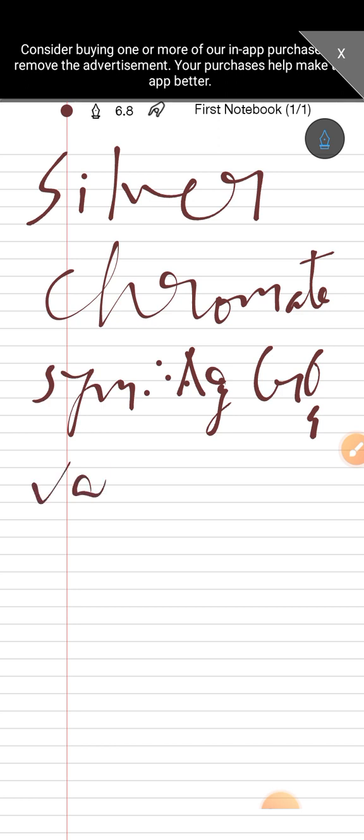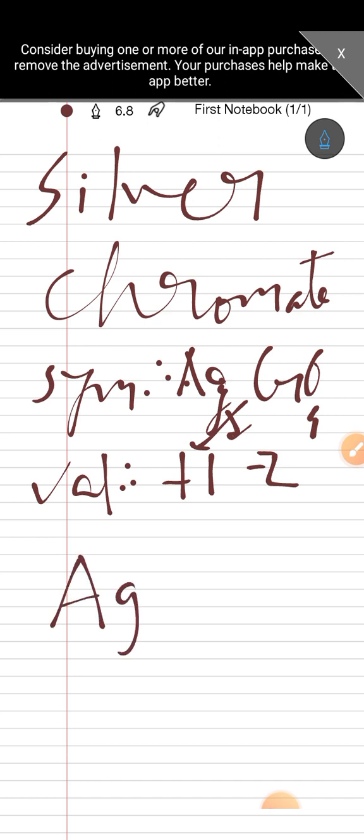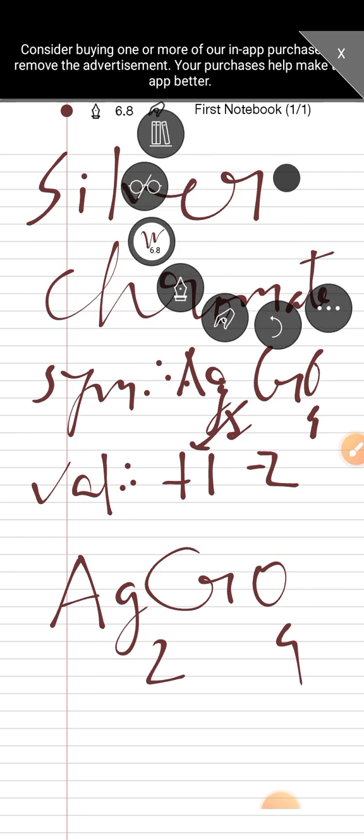Now coming to the valency. Silver always donates one electron, so it is plus 1. And chromate, as I already told you, is from chromic acid. H2CrO4 is chromic acid, and if you remove two protons, the valency on the chromate ion will be minus 2. Now if I crisscross, what will be the formula? Ag2CrO4. So this is the formula of silver chromate. Now let's go with the third example.